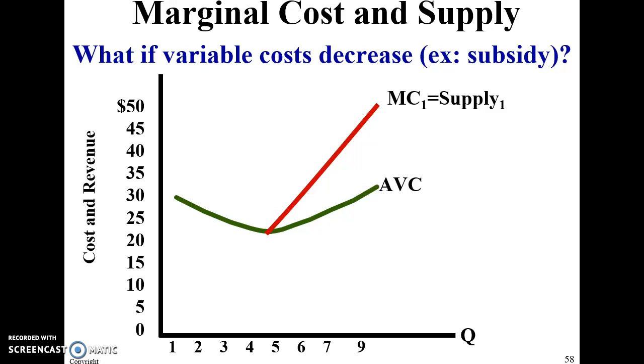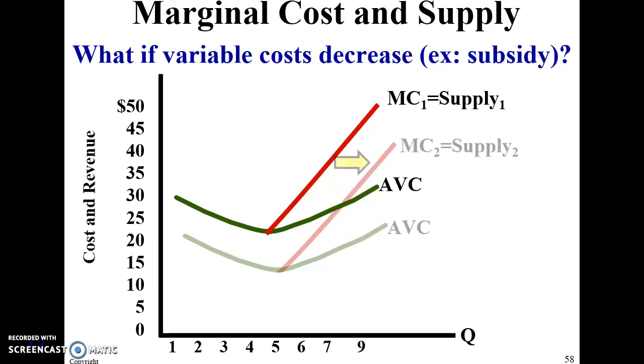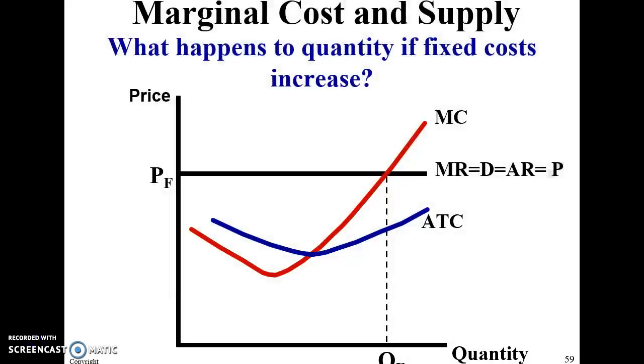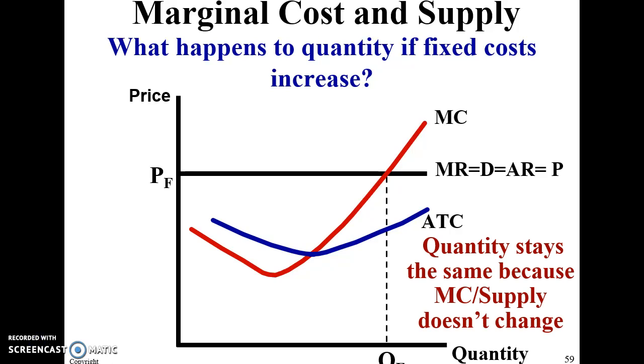So if there's a subsidy, we're going to look at a shift to the right. If input costs go down, a shift to the right. So when marginal cost decreases, the supply increases. What happens to quantity if fixed costs increase? Well, if fixed costs increase, that ATC curve will shift up, but the marginal cost doesn't change because variable cost didn't change.